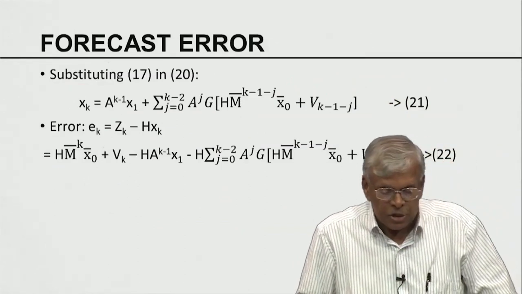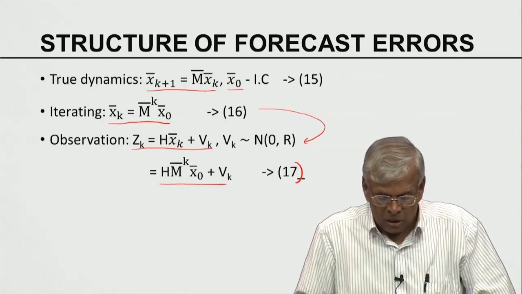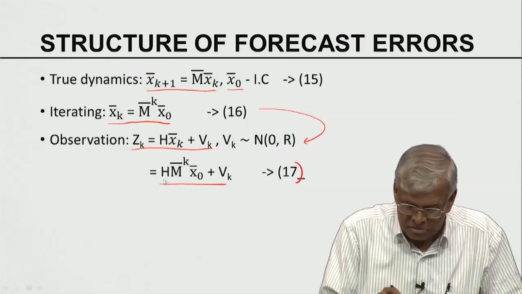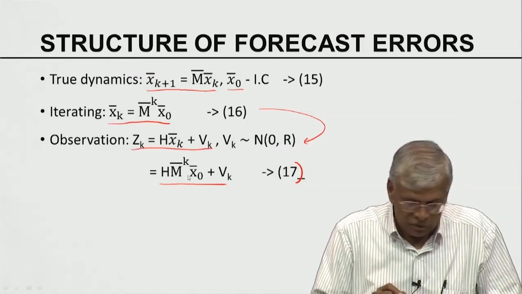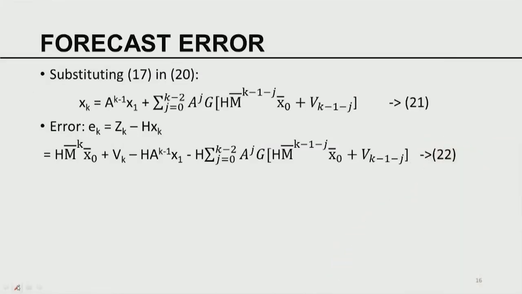Substituting 17 in 20. So let's go back to, this is 20. What is 17? 17 is an expression for the observation based on the model's solution. You get an expression for xk, which is the model state, the forecast state, given by this expression. It's a funny looking expression, a little complex, but I don't think there should be any difficulty in trying to verify that.